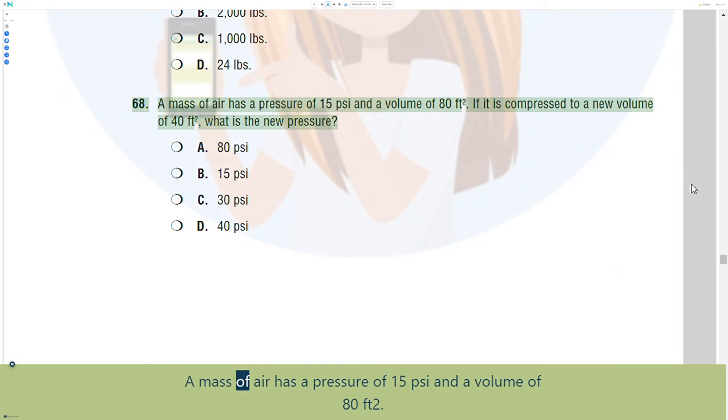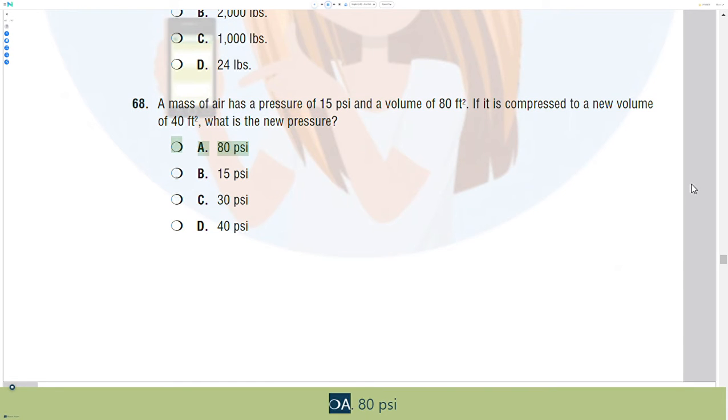68. A mass of air has a pressure of 15 psi and a volume of 80 square feet. If it is compressed to a new volume of 40 square feet, what is the new pressure? A. 80 psi. B. 15 psi. C. 30 psi. D. 40 psi.